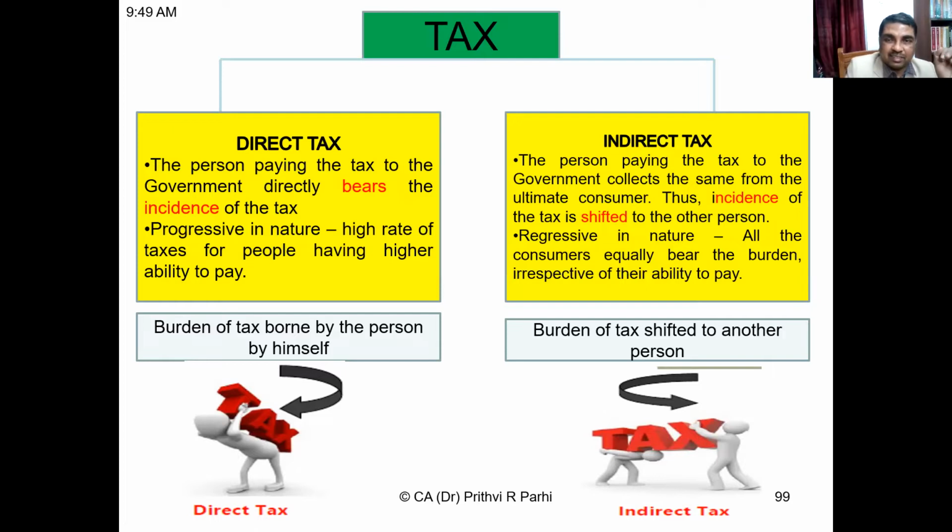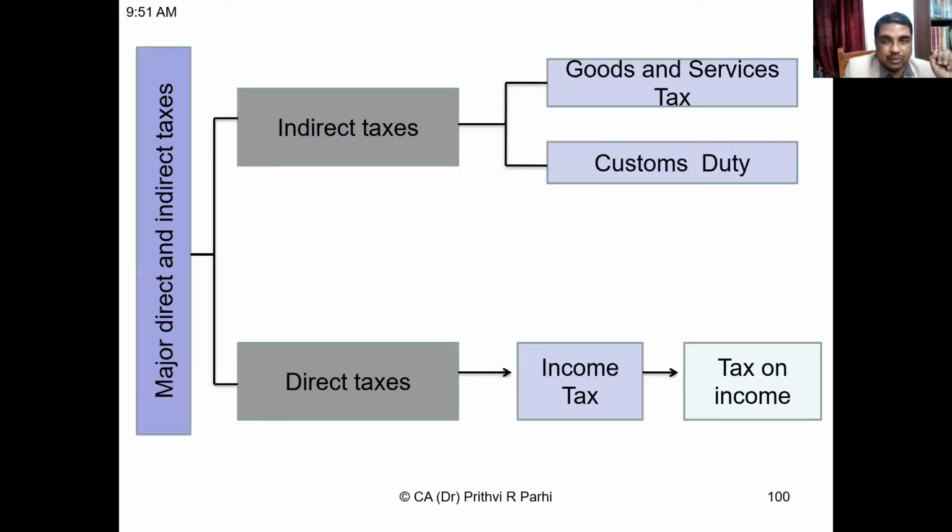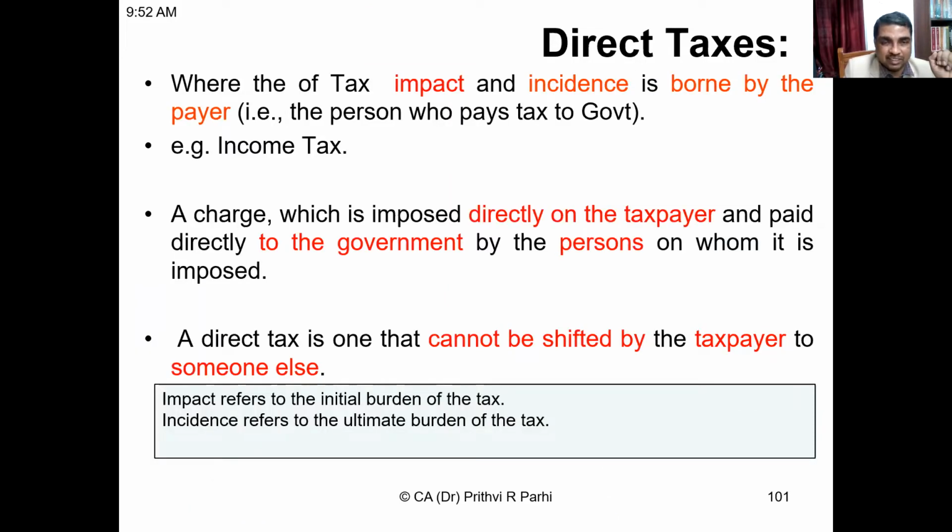And now come here, read this point of indirect tax. Can you read it here? Yes, sir. The person paying the tax to the government collects the same from the ultimate customer, the ultimate consumer, thus the incidence of the tax is shifted to the other person. Okay, so now in order to understand this, first of all, we need to have a clear idea what is the meaning of incidence.